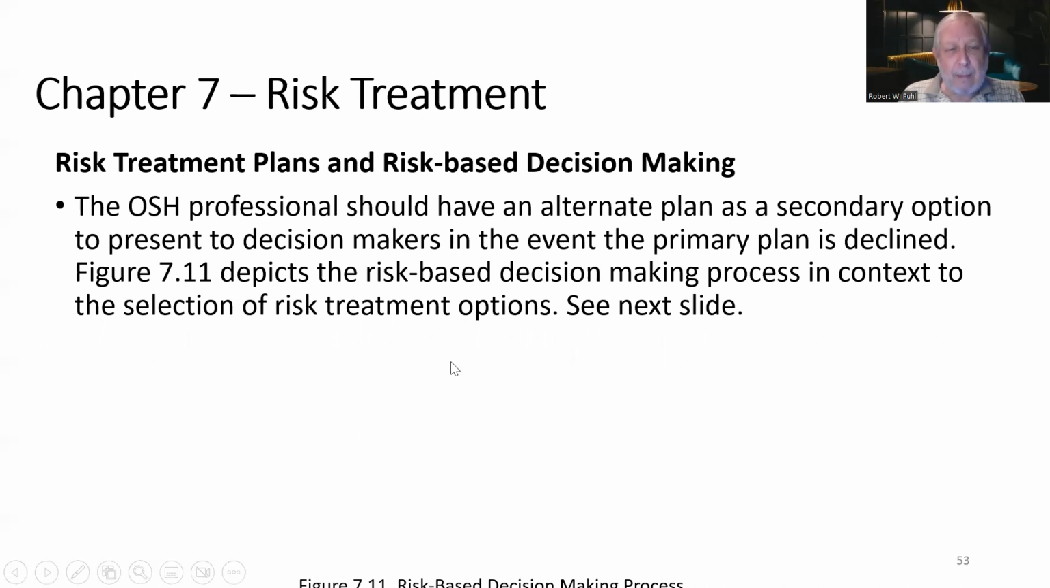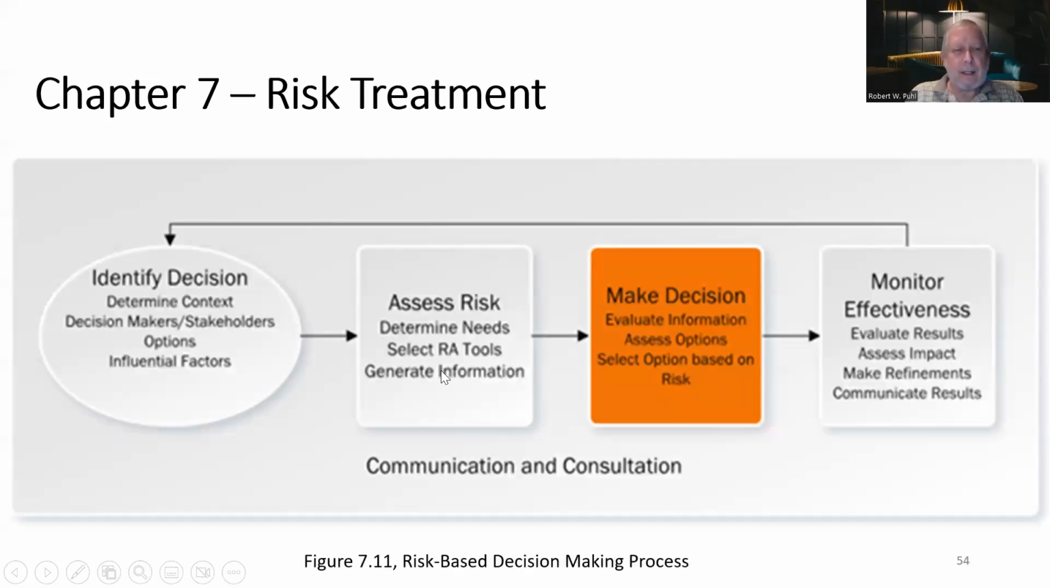Figure 7.11 depicts the risk-based decision-making process in context to the selection of risk treatment options. And it says, identify decision, determine context, decision-makers, stakeholders, options, influential factors. Now you're going back to step 1 pretty much. Assess the risk, determine needs, select risk assessment tools, generate information, make the decision, evaluate the information, assess the options, select option based on risk, and monitor effectiveness. Evaluate results, assess impact, make refinements, communicate results.